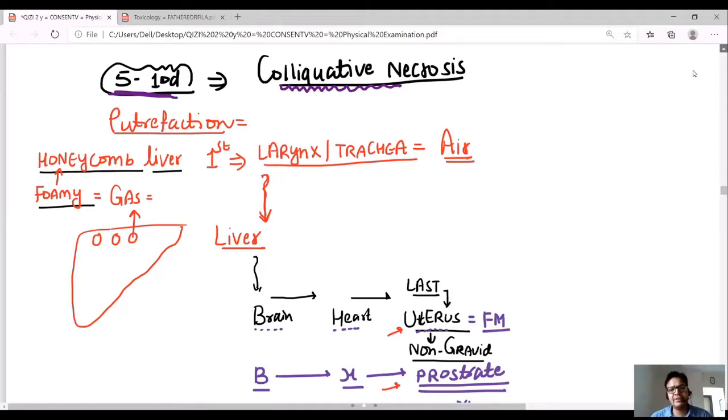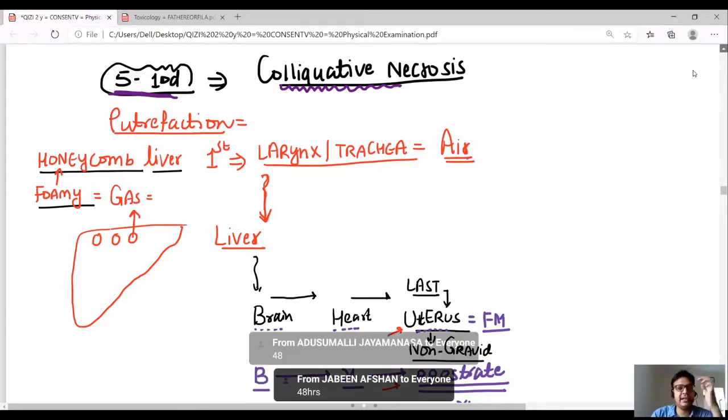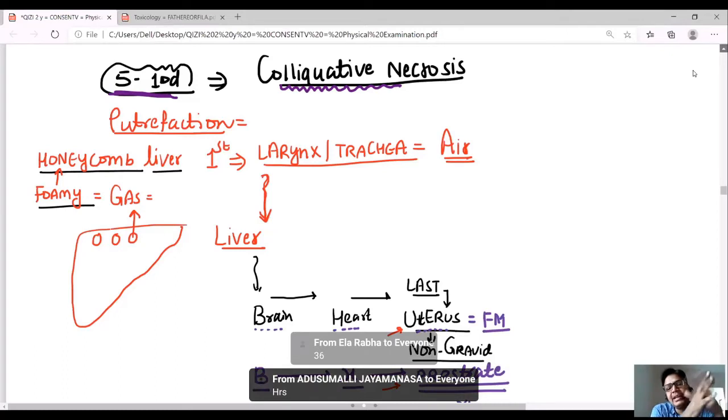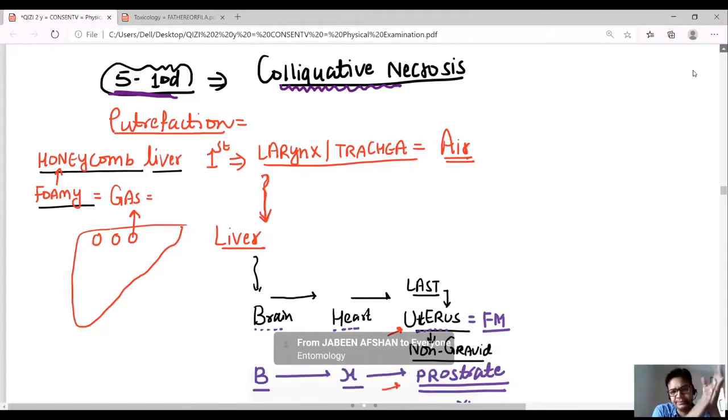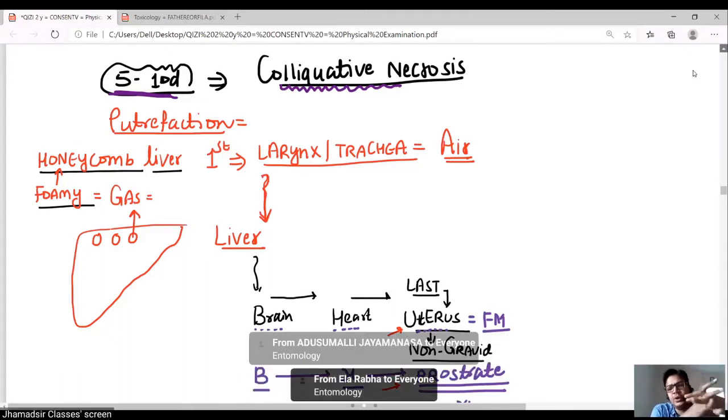Maggot formation is seen after how many days, my dear friend? After how many hours? Write down: 48 hours. The study of maggots is known as what? Entomology. The study of maggots is known as entomology.